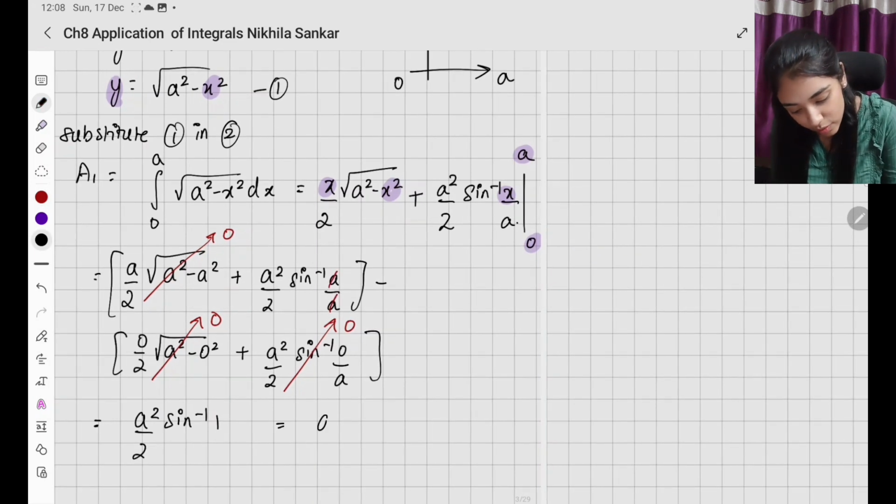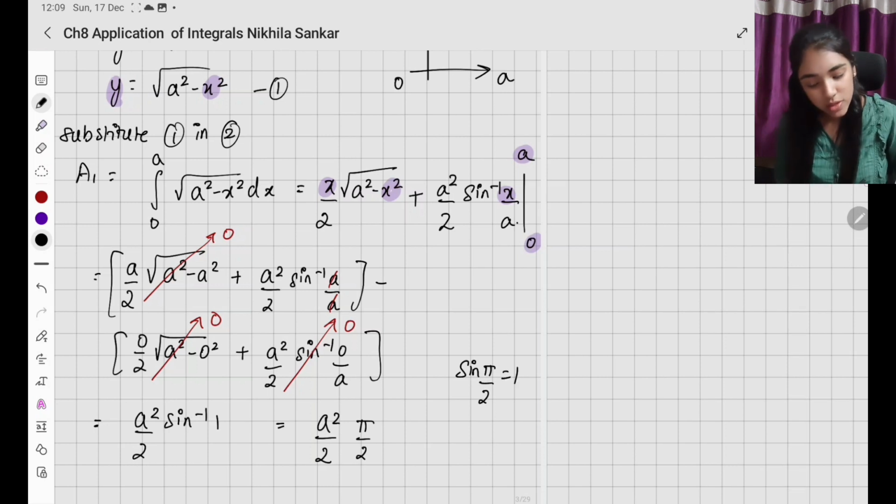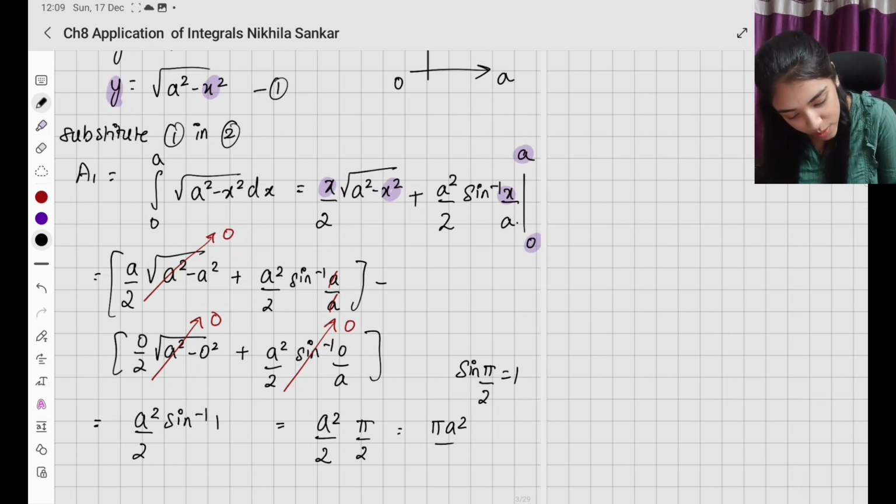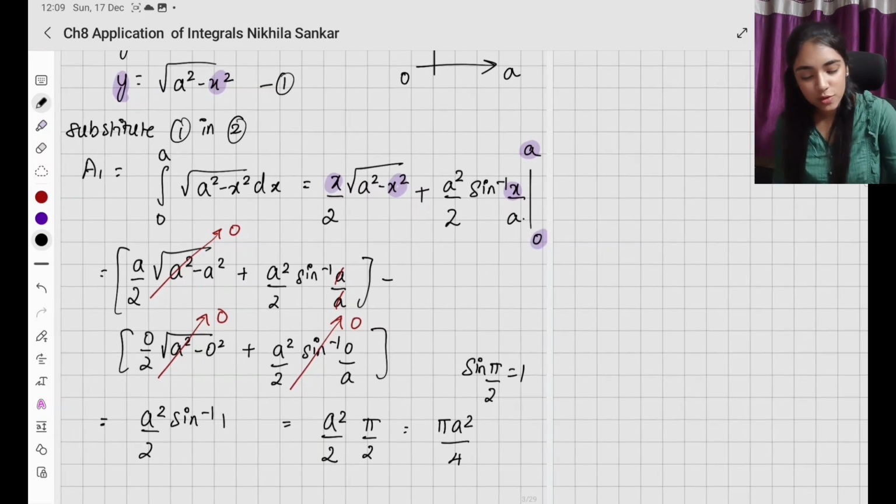What is sin inverse of 1? A square by 2 is a constant அப்படியே இருக்கும். Sin inverse 1 is going to be pi divided by 2, correct? இப்போ sin pi by 2 தானே 1. Sin pi by 2 is going to be 1. So sin inverse of 1 is pi divided by 2. So I have pi a square divided by 4. So this is going to be a1.